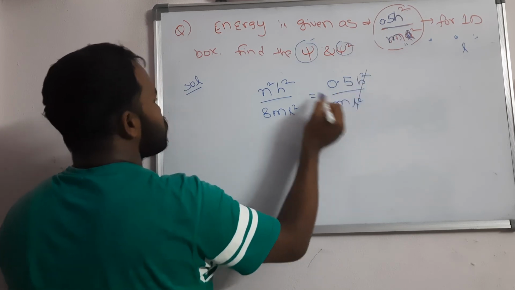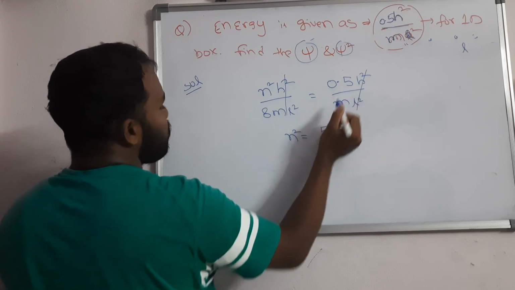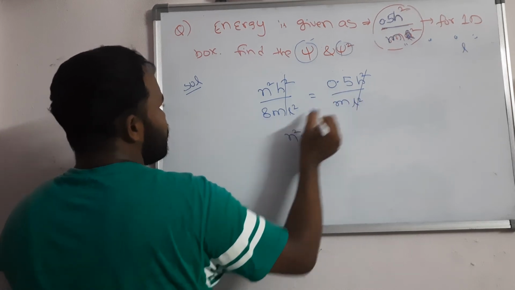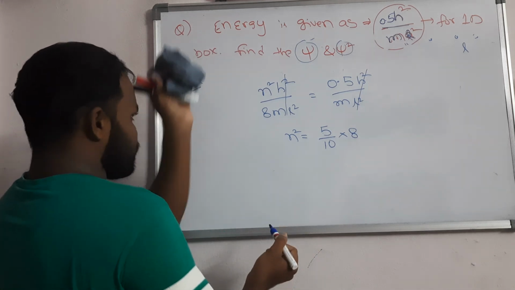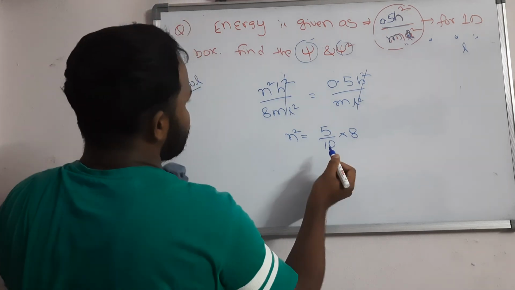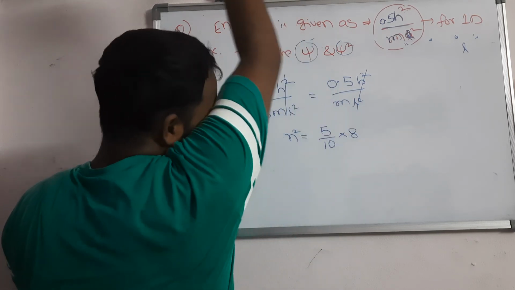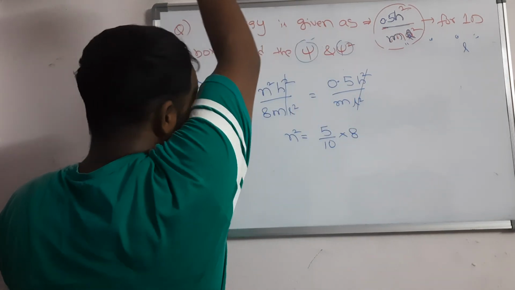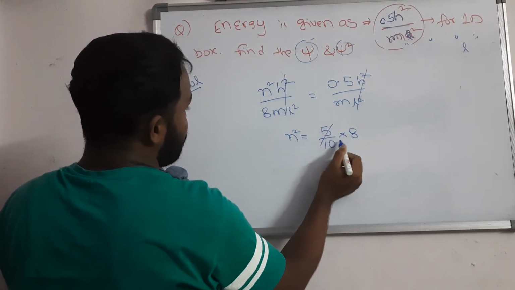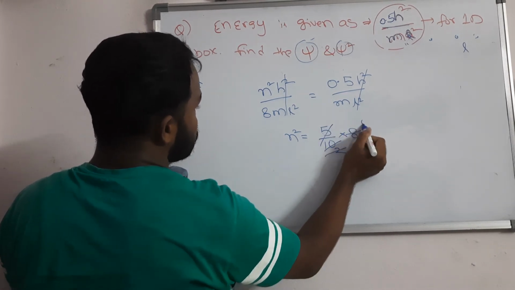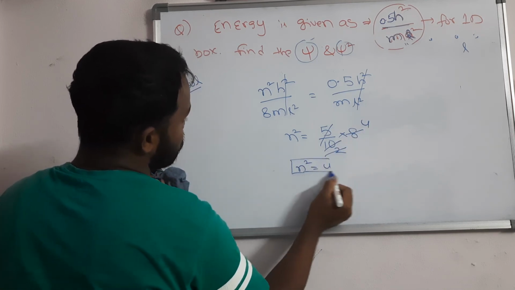h square by ml square gets cancelled. n square is equal to, here 0.5 means 5 by 10. The 8 comes to this side by cross multiplying. 5 ones are 5, 5 twos are 10, 2 ones are 2, 2 fours are 8. So n square is equal to 4, that means n is equal to 2.